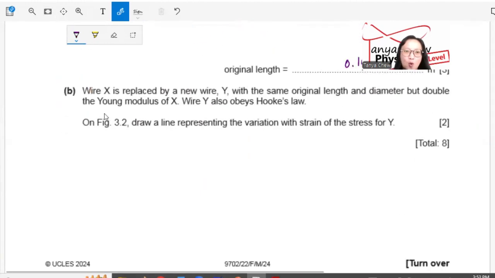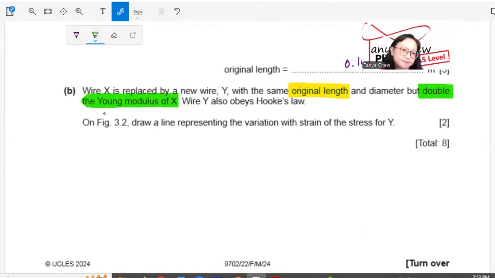Now the next one. Wire X is replaced by a new wire Y with the same original length. Okay, this is very important. You have to understand the original length of wire Y is 0.14 meter as well. But the diameter of wire Y is the same as the diameter of wire X. But, okay, this thing is very, very tricky. Double the Young modulus of X. But wire Y also obeys Hooke's law. You have to draw on Fig 3.2 a line representing the variation of the stress with strain of Y. No worries.